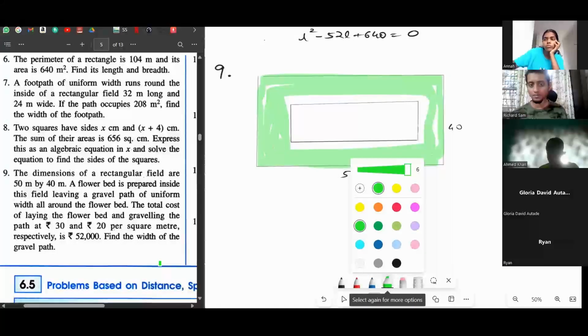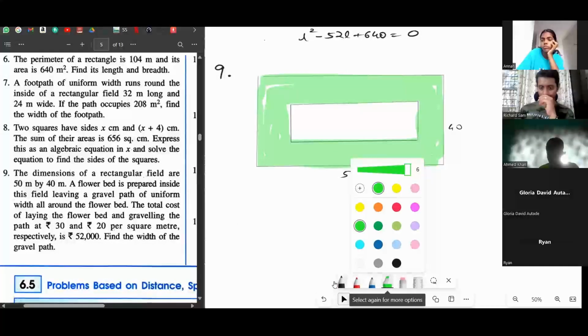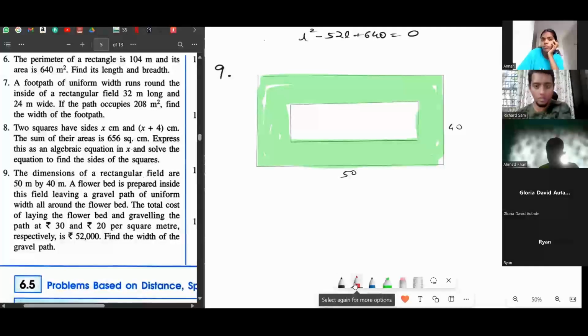Did you understand? Okay. See, this is the width from here to here. That's the width of the path. So that should be uniform everywhere. Did you understand, everyone? Yes. That's the gravel path. The shaded path is the gravel path.